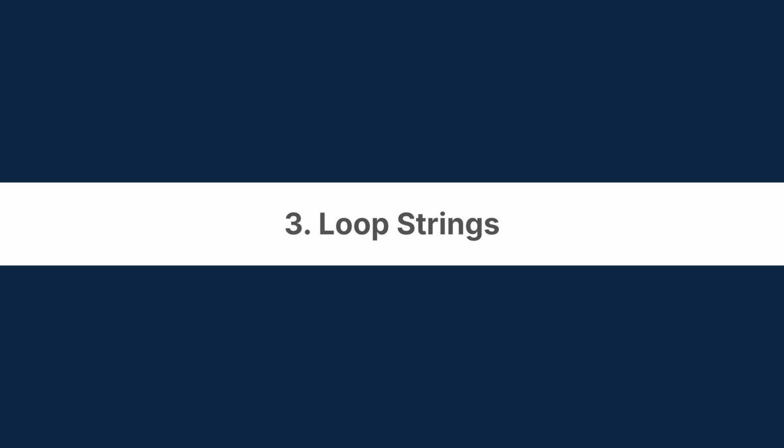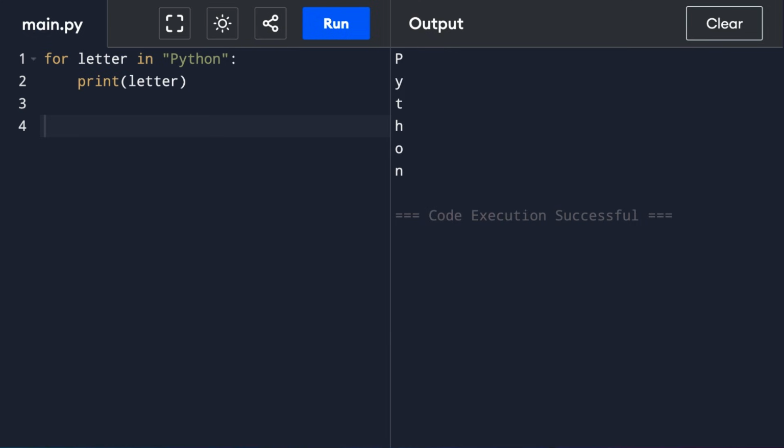3. Looping string. This is an example of looping through each letter in a string step by step. The goal is to go through each letter in the word Python and print it one by one. A string is just a bunch of characters grouped together like letters, numbers, and symbols. Here the string is Python. It has 6 letters.